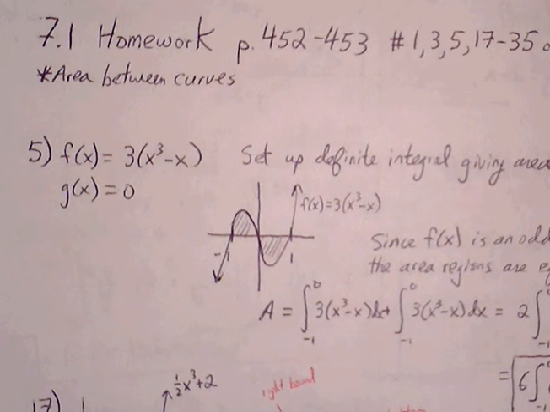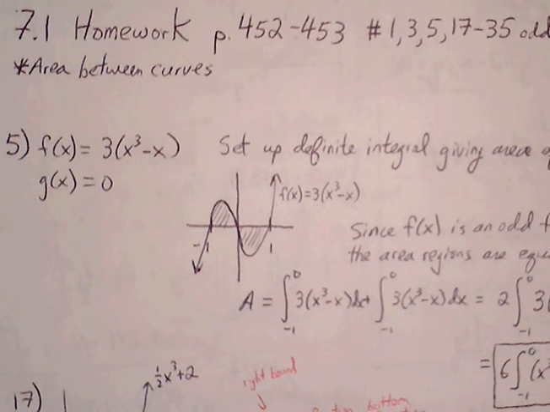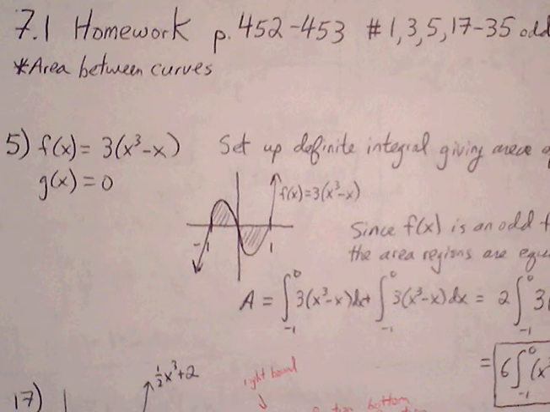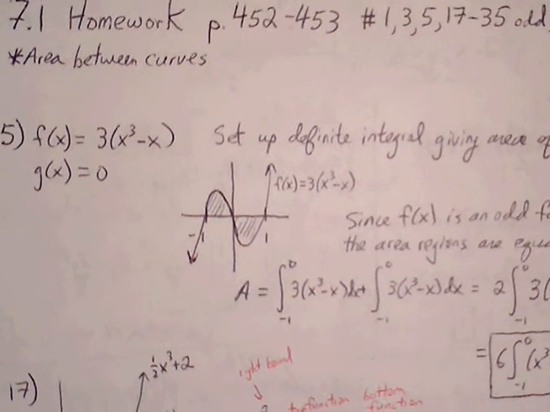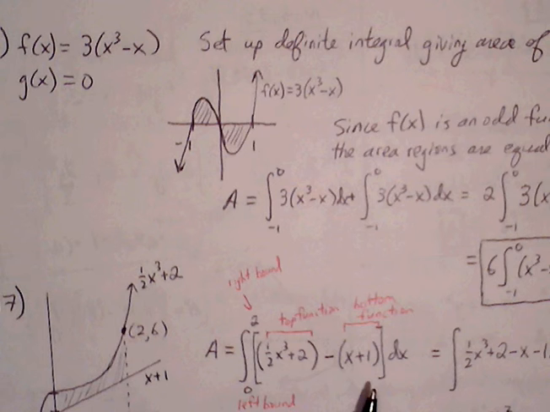Let's start going over some of the homework problems from 7.1. So in this first video, I'll go over 5, 17, 19, and 21. So let's look at number 5. We have f of x equals 3, parentheses, x cubed minus x.